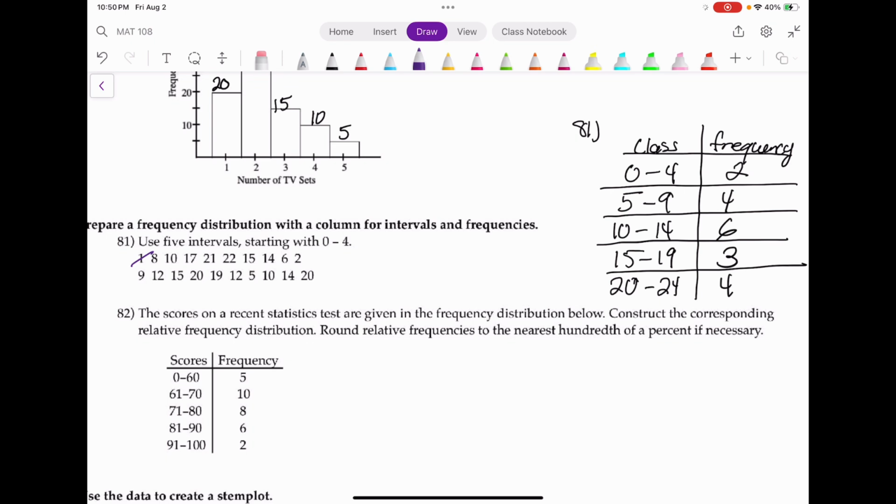So between 0 to 4, that's 1, that's 2. Okay, that's correct. Between 5 to 9, that's 1, 2, 3, 4. Okay, that's correct. 10 to 14, 1, 2, 3, 4, 5, 6. That works. 15 to 19, 1, 2, 3, 4. So that's actually 4, so we're going to replace that with the number 4. And the last set is also 4. That is correct.